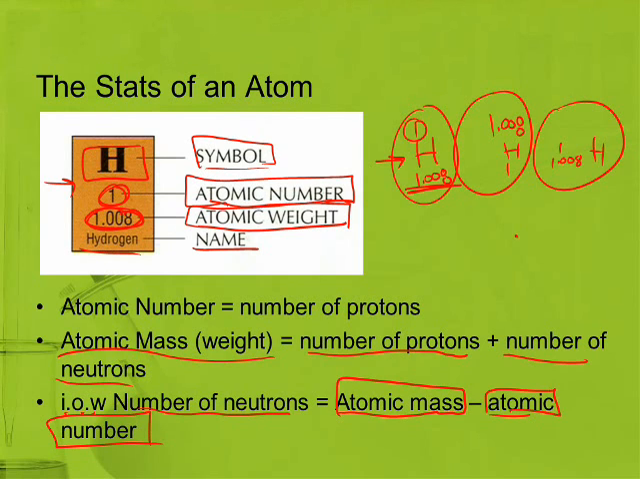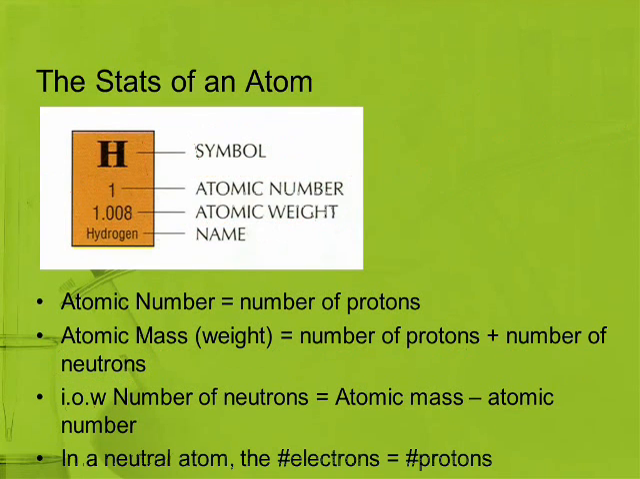In other words, the number of neutrons equals atomic mass minus atomic number, which is the protons. Atomic number is just the protons. So if we want to find the number of neutrons, we just take the atomic mass and subtract the atomic number from it. Or we just take the atomic mass and subtract the protons. The same thing. We take the big number and subtract the small number to get neutrons.